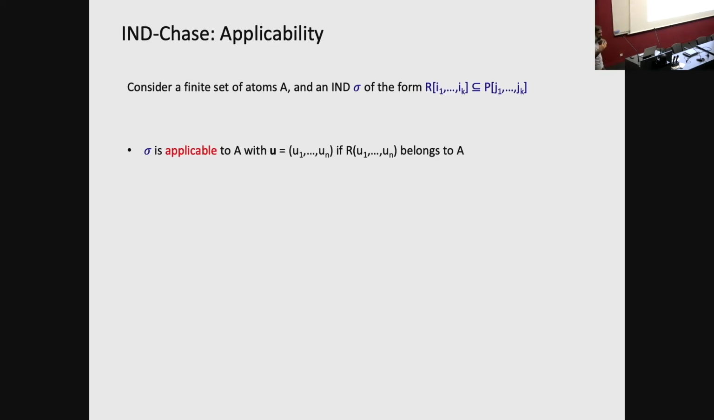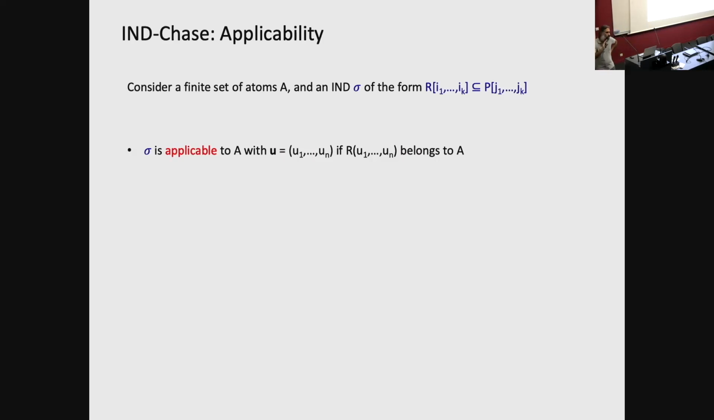Now you got an idea of what this chase for inclusion dependencies is. You already know that it may build infinite stuff. Now let's try to define it formally as we did for functional dependencies. So let's consider a finite set of atoms and an inclusion dependency. Let's try to define the applicability notion here. So we are saying that sigma is applicable to A with this tuple if such an atom R(u1, ..., un) belongs to A, right?